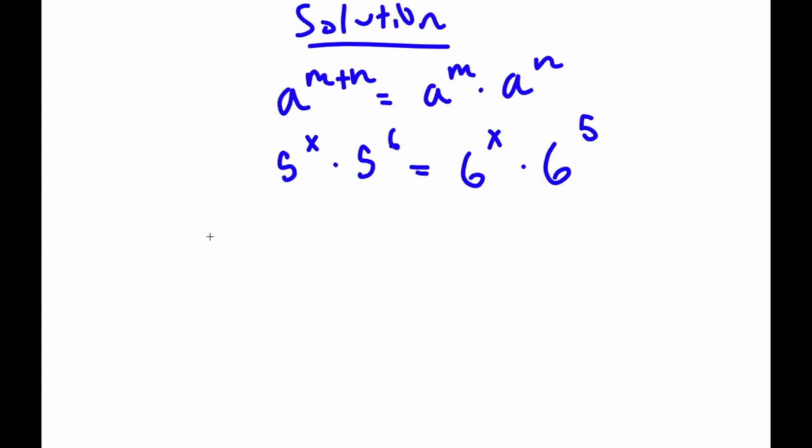Now, I'm going to divide both sides by 5 to the power of 6 times 6 to the power of x.